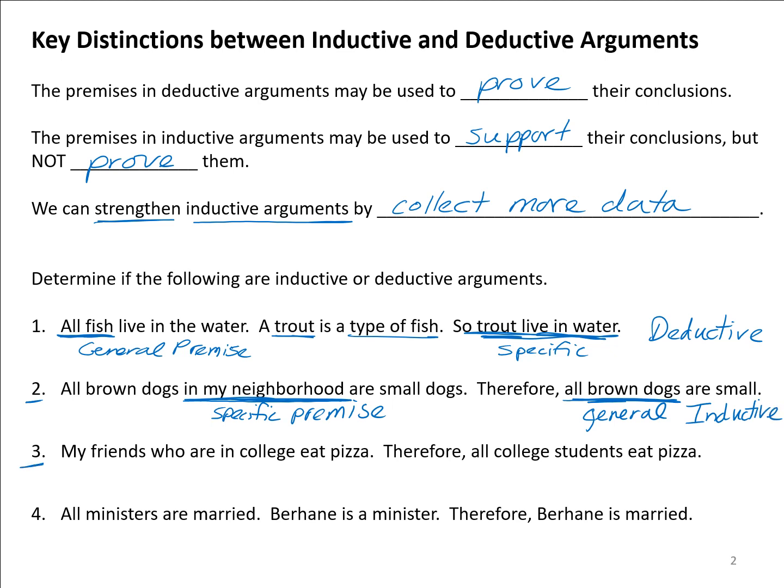Argument 3. My friends who are in college eat pizza. We're talking about my friends who are in college. Therefore, all college students eat pizza. So we're going from some specific people who are in college to talking about all college students, a general result. Specific premise to a general result is an inductive argument.